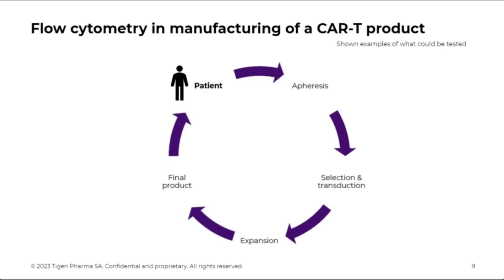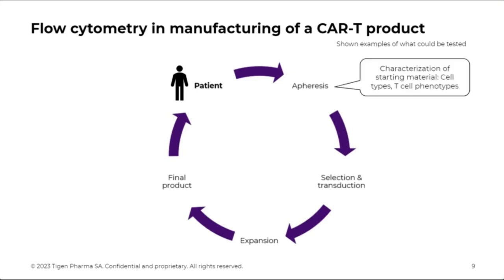So I am now going to show you where in the process we use flow cytometry and what could be tested. This is very generic and not an absolute list. So the first thing is it's very common to look into the starting material and to characterize what we have in there. What type of cell types do we have? How many T cells? What type of T cells do we have in there? And how do they look?